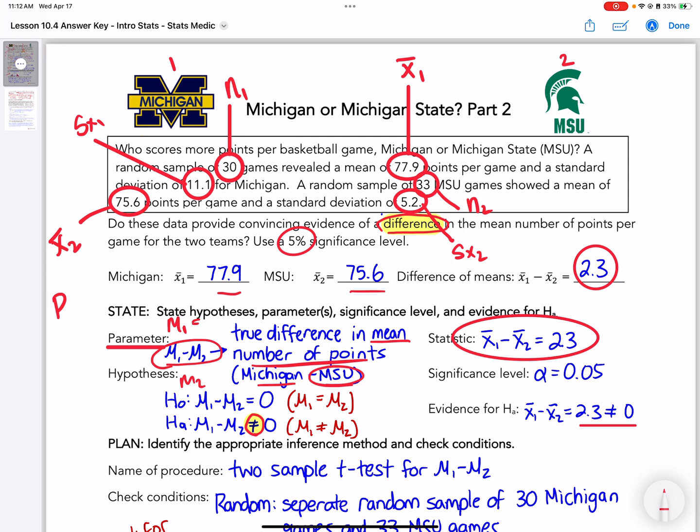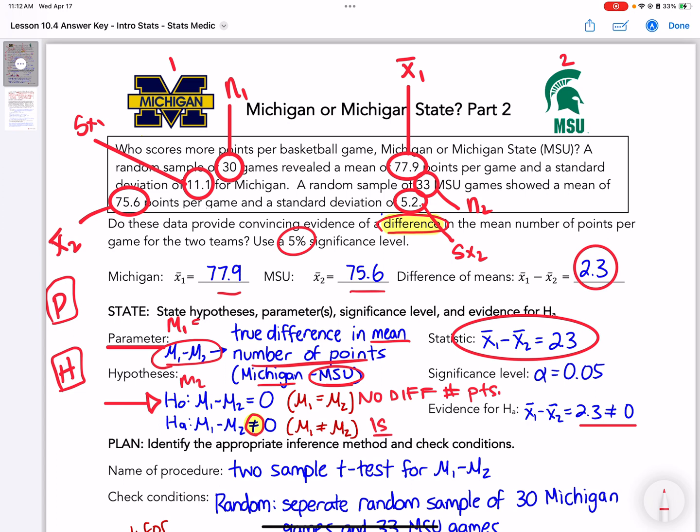All right, so my H0 is always that we're going to assume that there's no difference. This means there's no difference in the number of points scored. This one, there is a difference in the number of points scored. And it shows you two different ways. You can do it the way it is in the blue, or you can do it the way it is in the red.